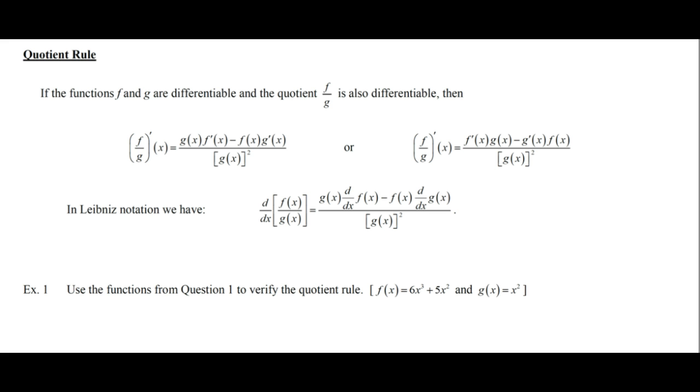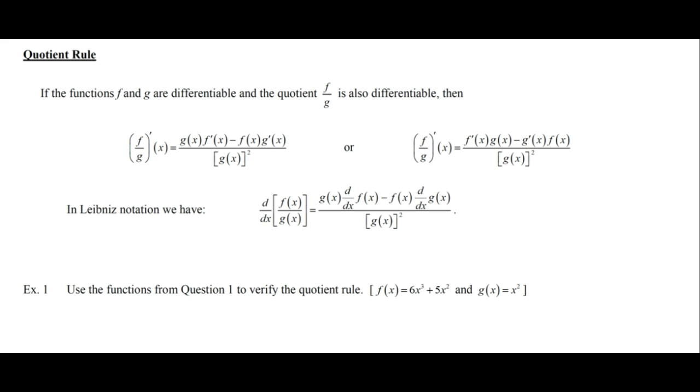The quotient rule. If the functions f and g are differentiable and the quotient f divided by g is also differentiable, so when wouldn't that be? Like if g evaluated to be 0, we wouldn't be differentiable at that point, right? Then, but if the quotient is also differentiable, then f divided by g prime of x is equal to, here it is, the quotient rule, g of x times f prime of x minus f of x times g prime of x over g of x squared.